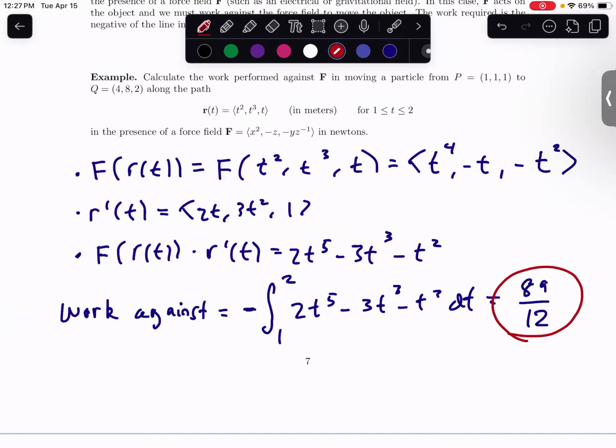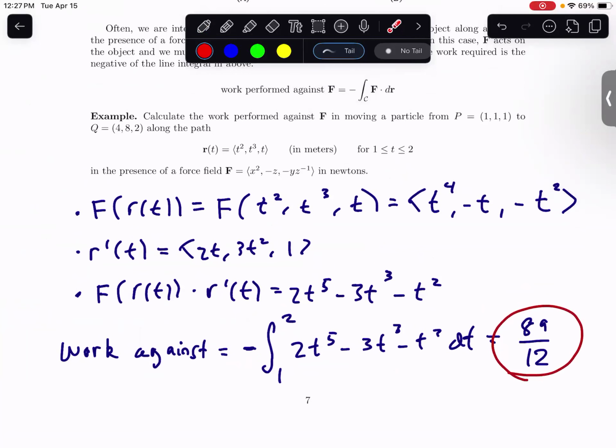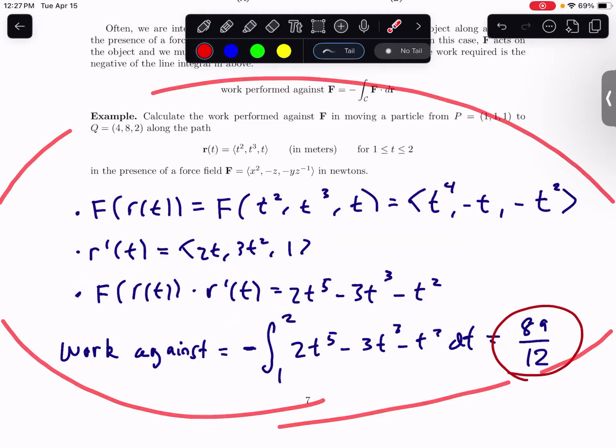Again, this is just something from Calc 1, so I'm not going to spend 5 minutes going through the computation. But what's important is you know what you need to find: the composition, the derivative, and then the dot product between the two. It's the main difference that's happening now. Any questions about this example?